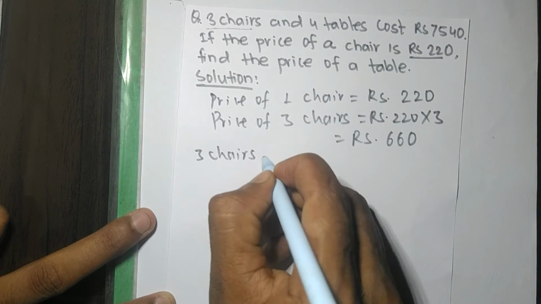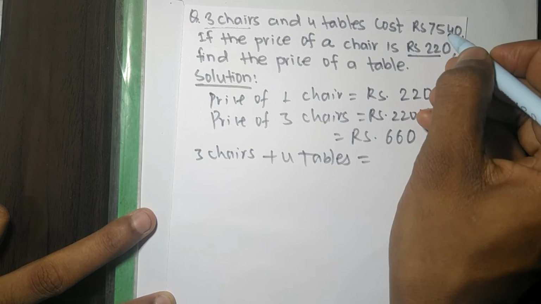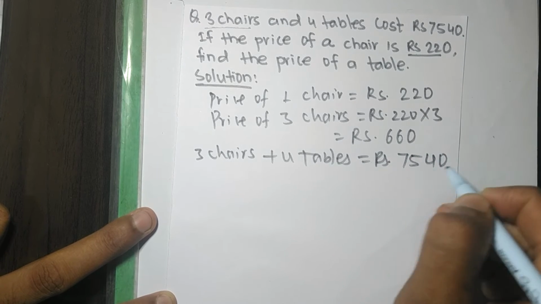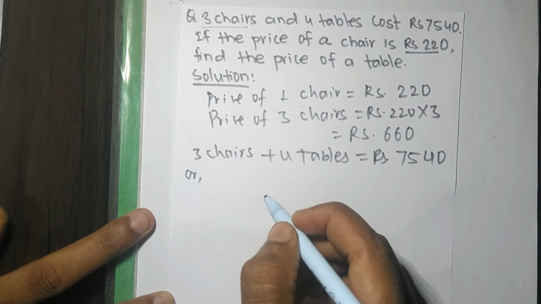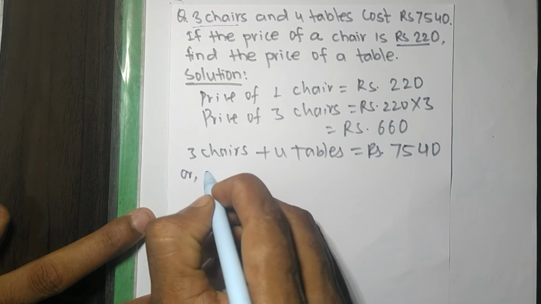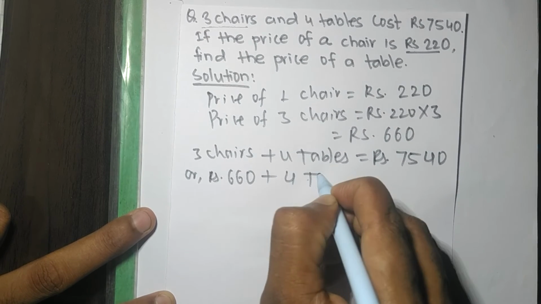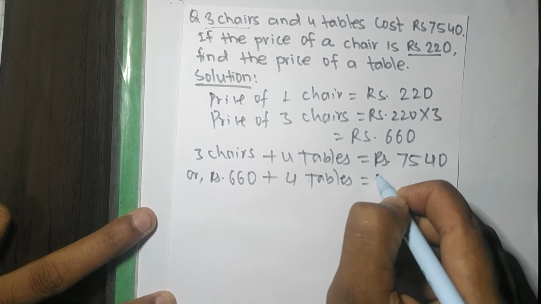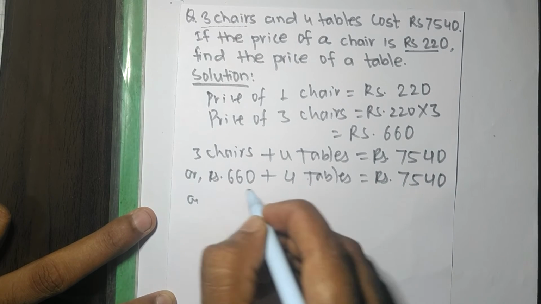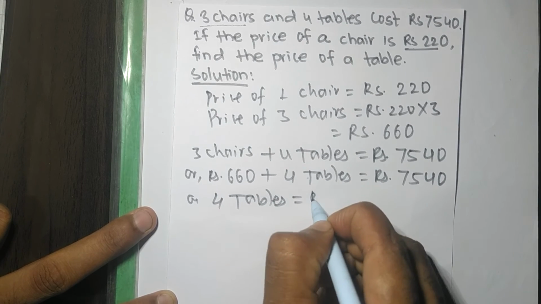and 4 tables, plus 4 tables, is Rs 7,540. So we have already calculated the price of 3 chairs, that is 660, plus the cost of 4 tables is equal to Rs 7,540.